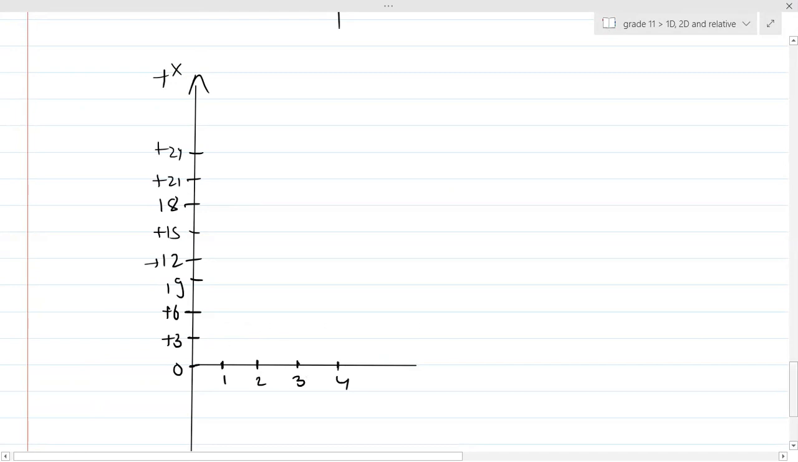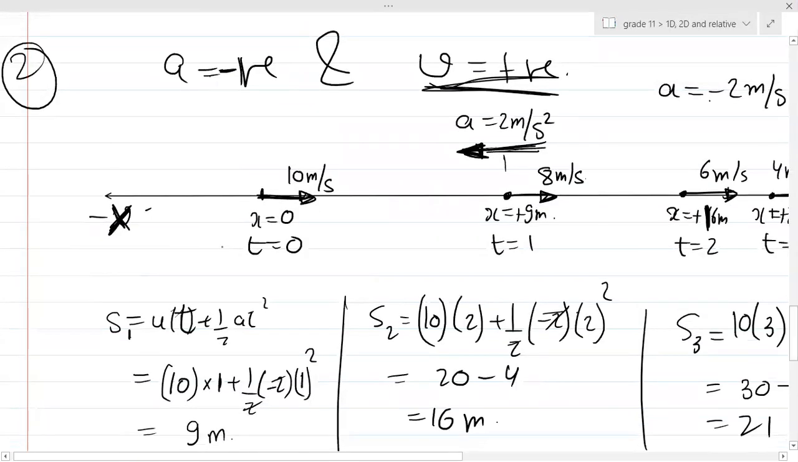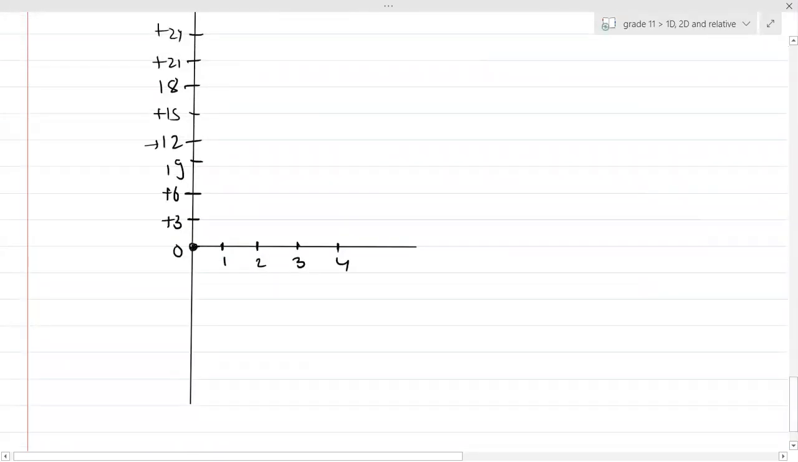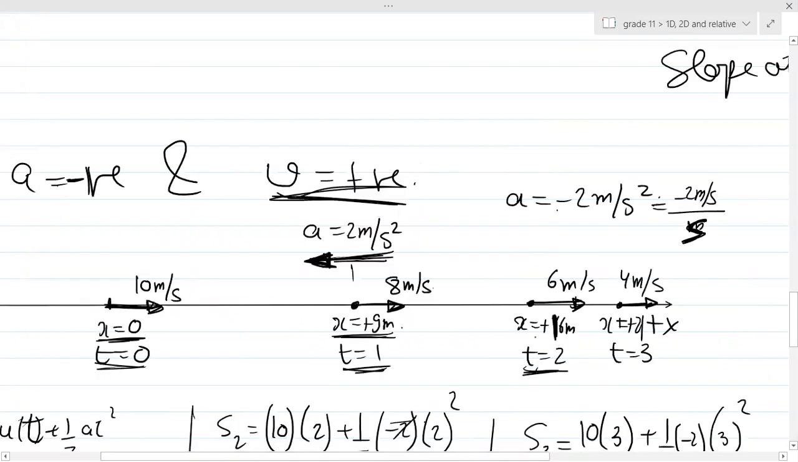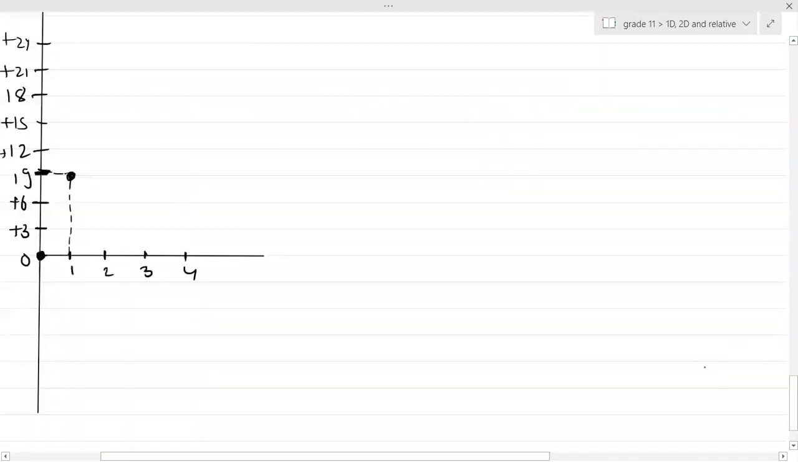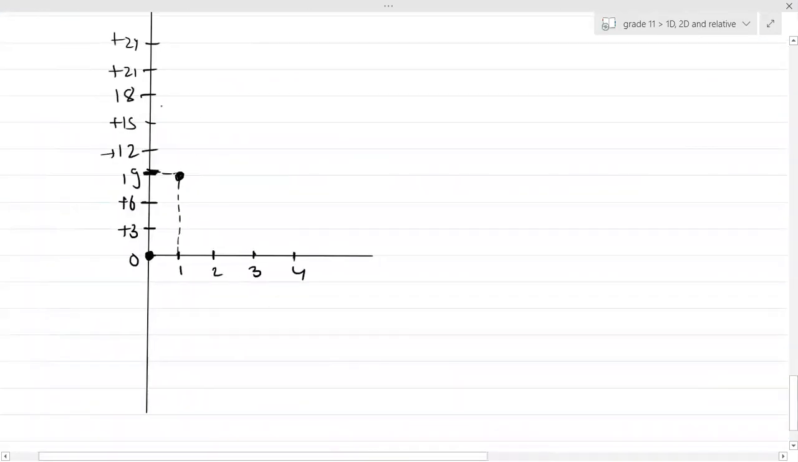So tell me what was the position at t equals to 0, what was the position x equals to 0, right? So at t equals to 0, this was the position x equals to 0. At t equals to 1 second, what was the position? Was the position x equals to plus 9? Can you see? At t equals to 1 second, the position was x equals to plus 9. Then at t equals to 2 seconds, the position is plus 16 meters. So I'll mark 16, which will lie somewhere over here.